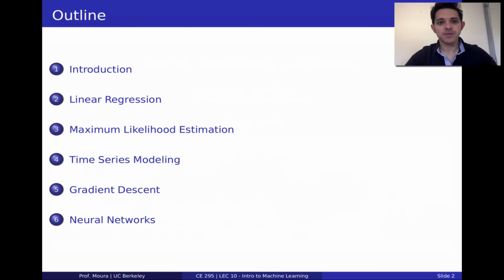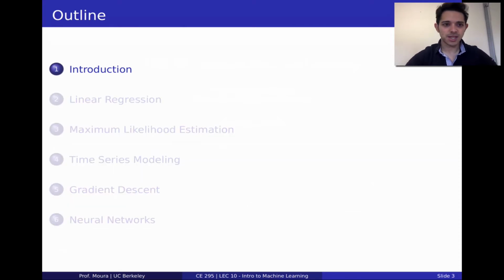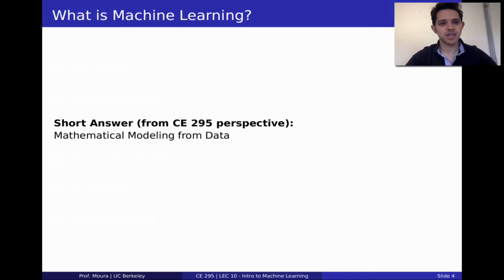First, I'll give a brief introduction to machine learning in this class and the topics that we'll cover. Then we'll get into some details of linear regression and maximum likelihood estimation. I expect that'll close the first lecture. And then the second video lecture will start with time series modeling. We'll go over quickly gradient descent, which will be crucial for understanding neural networks and how to train them. So with that, let's start with the introduction.